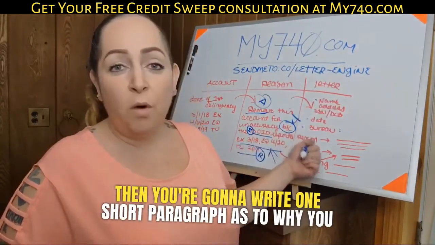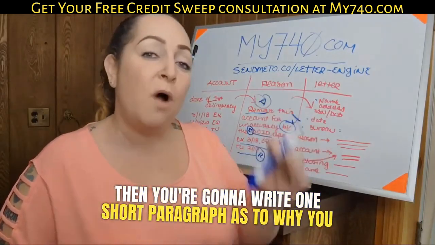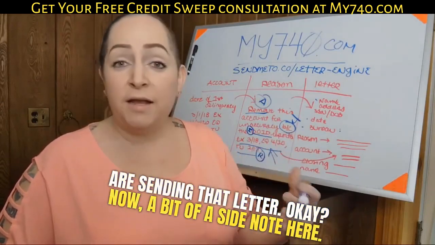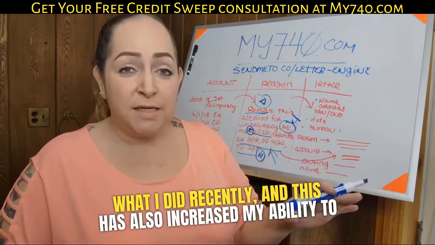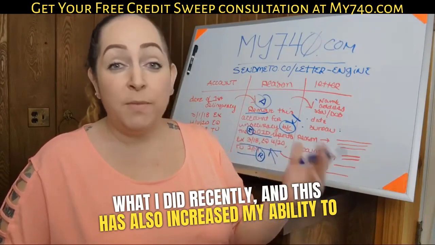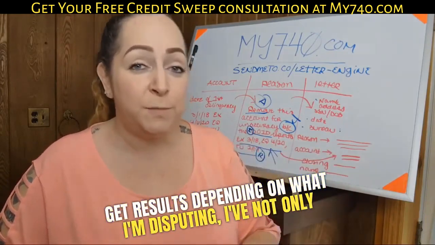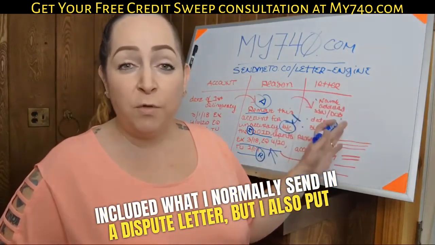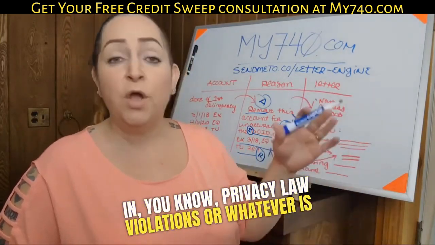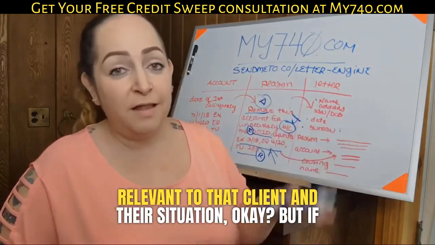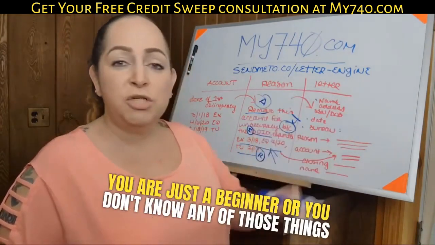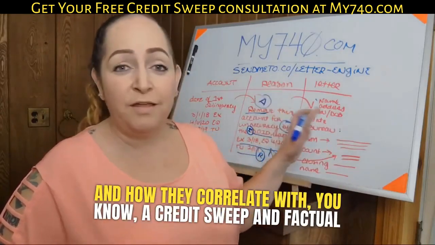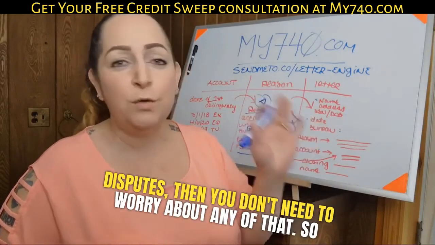Then you're going to write one short paragraph as to why you are sending that letter. Now, a bit of a side note here. What I did recently, and this has also increased my ability to get results depending on what I'm disputing, is I've not only included what I normally send in a dispute letter, but I also put in privacy law violations or whatever is relevant to that client and their situation. But if you are just a beginner or you don't know any of those things and how they correlate with a credit sweep and factual disputes, then you don't need to worry about any of that.